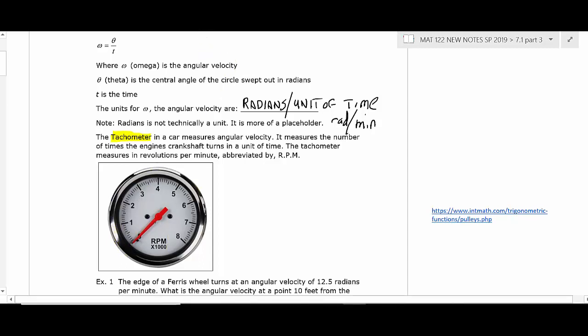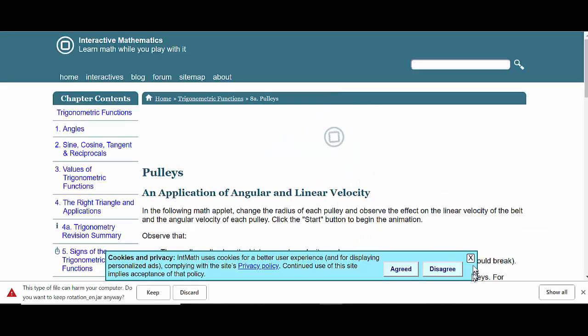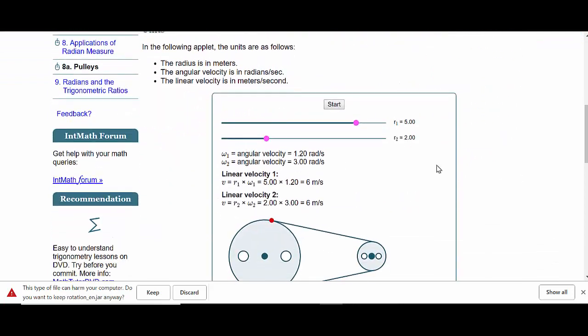So if the dial says 3 RPMs, that just means every time a minute goes by, it goes through 3,000 revolutions. If it was only going 3 revolutions, your engine wouldn't perform much work. So that's in thousands, that's the idea. Okay, let's see. I'm going to pull up this applet and show it a couple of times, it's a nice little applet.